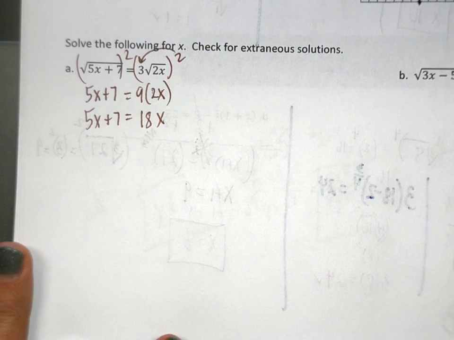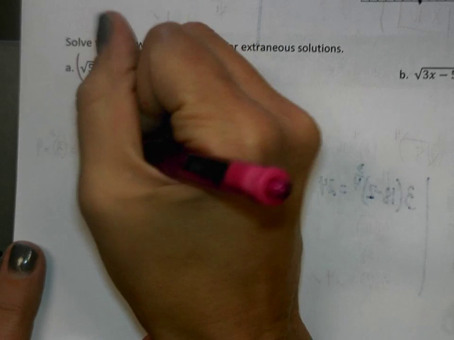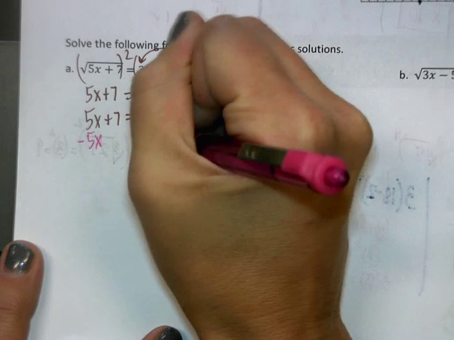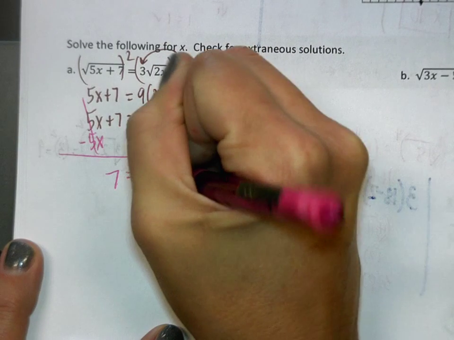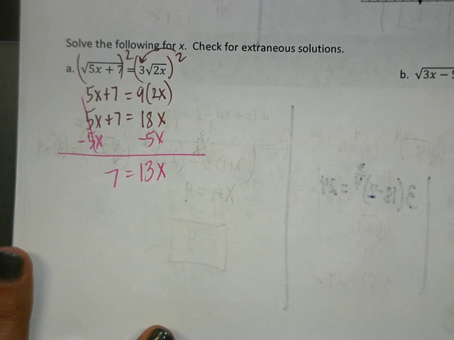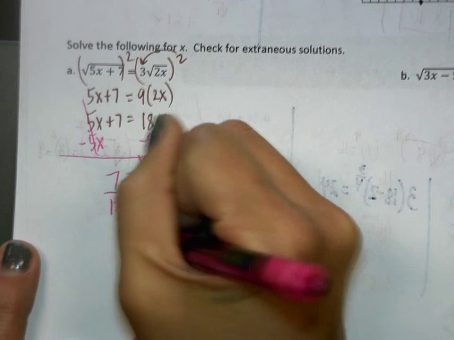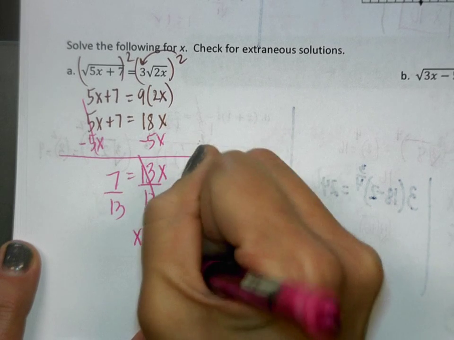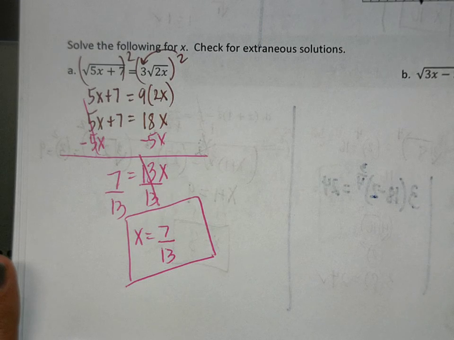And then we will solve. I would need to subtract 5x from both sides. I have 7 equals 13x. And then my last step would be to divide by 13. Good. And so x equals 7 over 13. Okay. Questions?